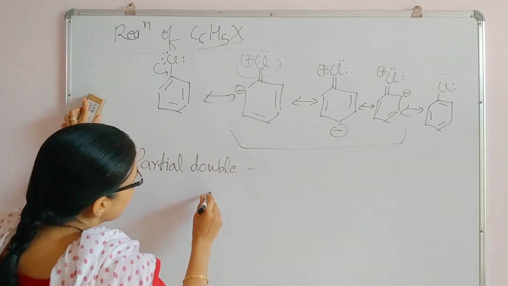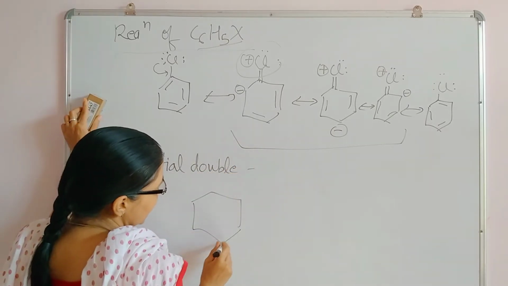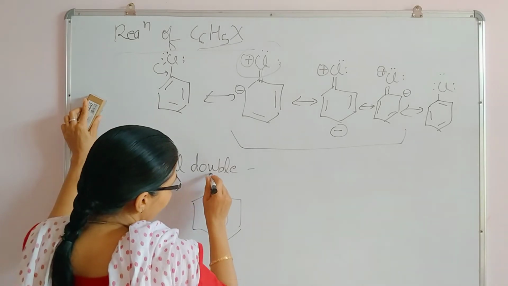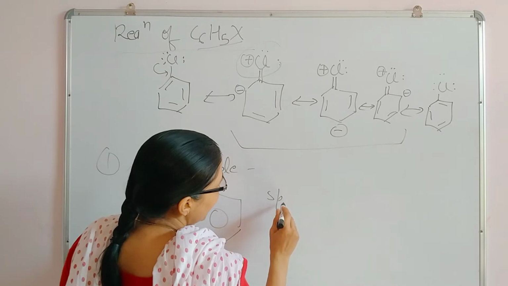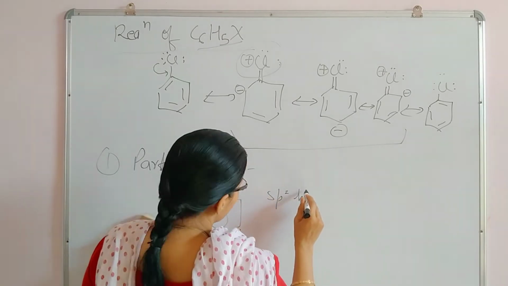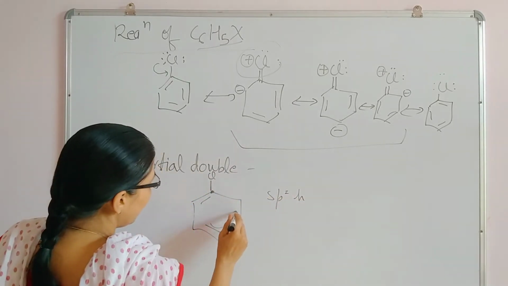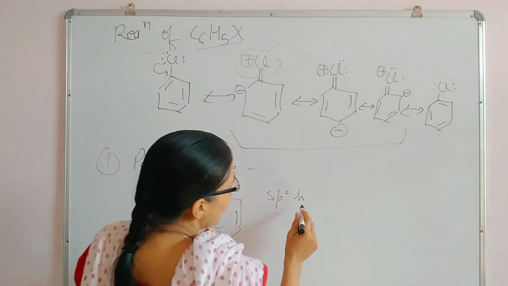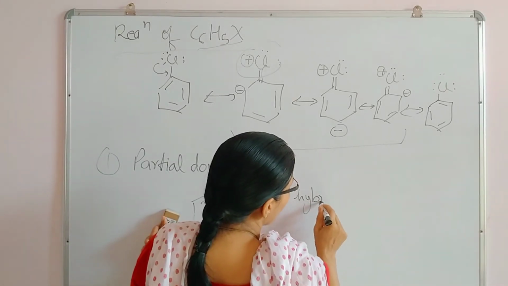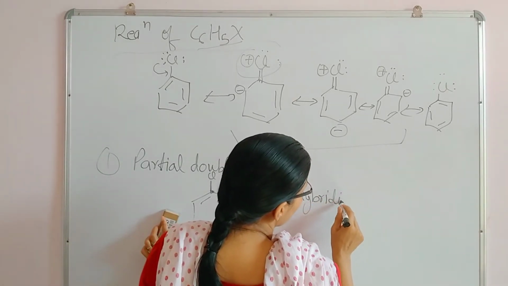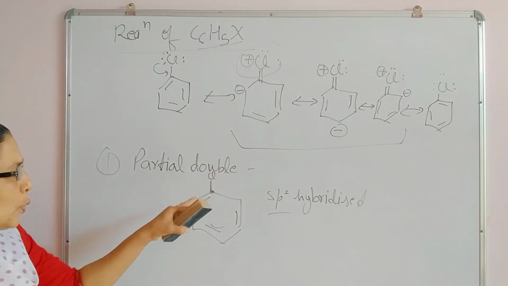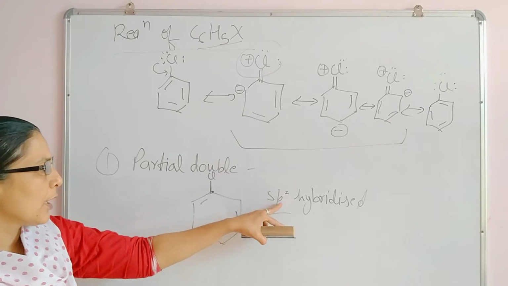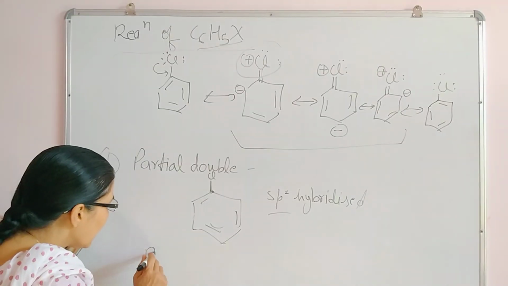Next reason, in this chlorobenzene, this carbon atom is sp2 hybridized. Easily you know that chlorine is attached with an sp2 hybridized carbon atom, whose electronegativity is higher as compared to this RX.